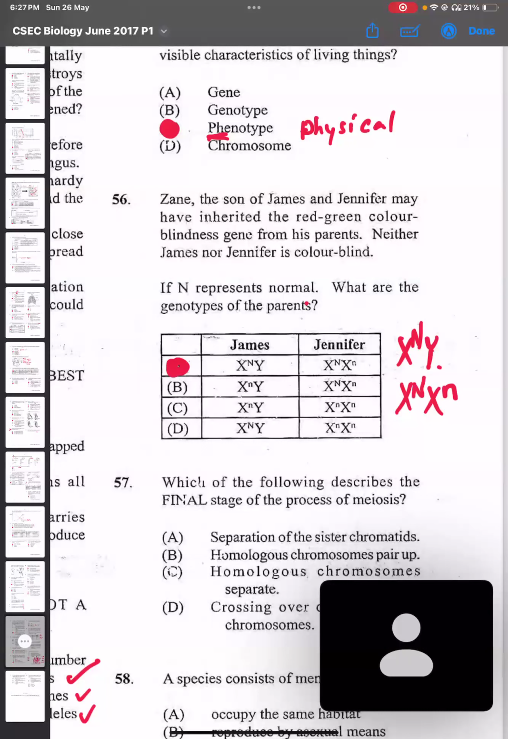Because despite the fact that none of them are colorblind, he has a possibility of being colorblind. It cannot be the father that determines it, because we know he is not colorblind, he can only carry the dominant allele. So in that case, it would have been dependent on the mother. So your answer would have been A.